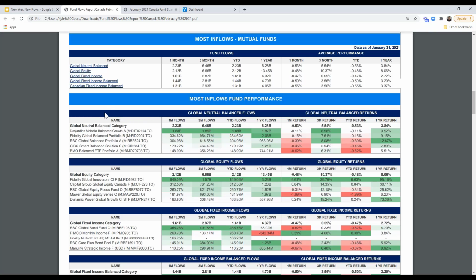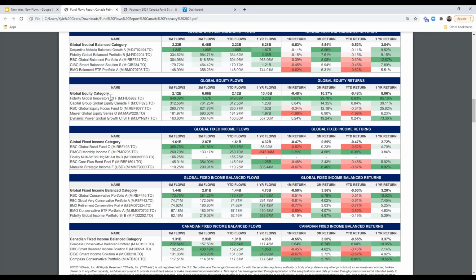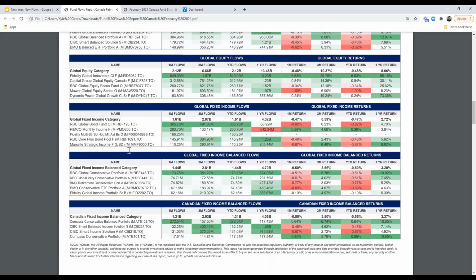So a lot of global we're seeing, and wondering if that might be an effect of a falling US dollar. A lot of folks are talking about exposure internationally or to emerging markets right now as some of the prime opportunity out there. So as we continue to scroll down the list, we see the categories, we see the funds, and then the associated performance.